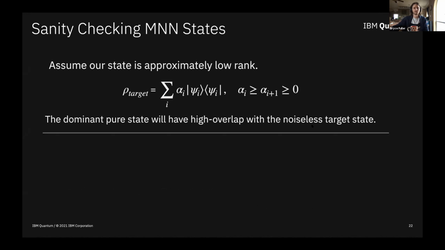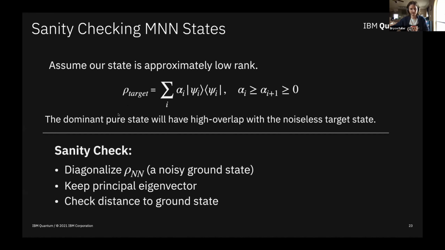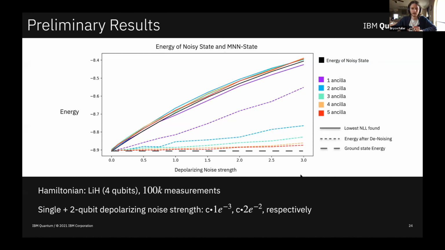So in that line of thinking, we would expect that this target state that we're actually trying to learn would be approximately low rank, which is equivalent to saying that it hasn't been completely dominated by noise, right? We would hope that the dominant pure state in our target state is this sort of ideal state, right? And since in this case we are targeting noisy ground states, we would hope that it would have very high overlap with the ground state, right? So as a sanity check, one thing you might want to see is that if you were to take one of these neural network models, these quantum neural network states, and diagonalize it and keep this principal eigenvector, you would hope that the ground state would be very close to that principal eigenvector, right? And so this is something that we did.